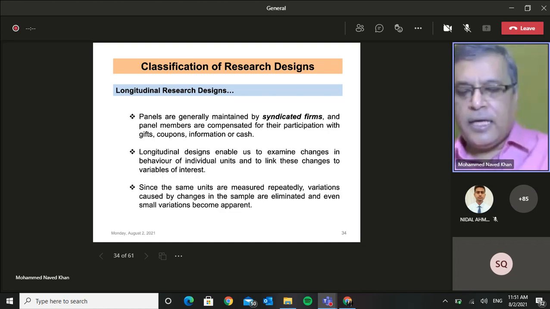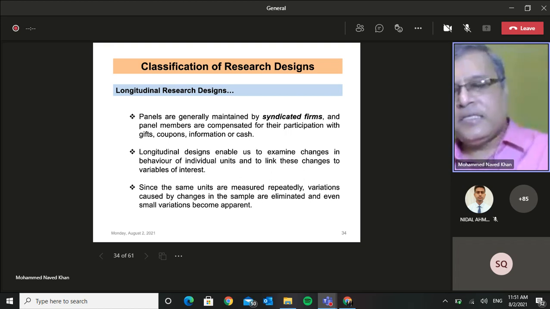Generally, these syndicated service providers or syndicated firms maintain these panels, and remember that these people agree to be part of your research or part of your sample or part of your panel because they expect something in return, and that something in return should not be money. It should not be in the form of cash. It can be in the form of gift coupons. It can be in the form of some other incentives.